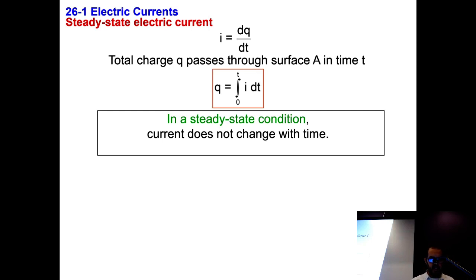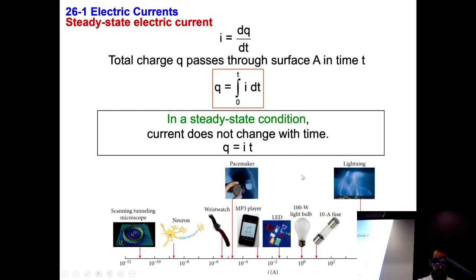So in steady state, the current does not change with time, so Q in this case is just going to be I times t, because I is not changing with time in the integral. If you multiply the current by the time interval, you get the total charge.